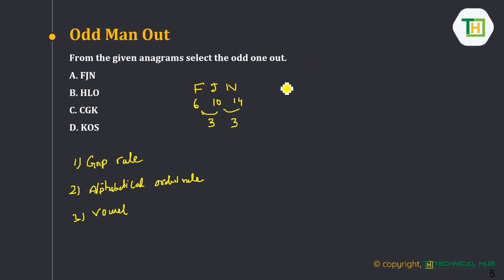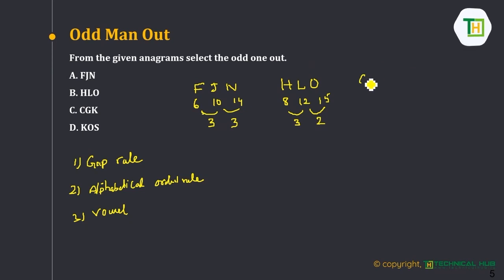Coming to the next option, HLO. With respect to numbers, H is 8, L is 12, O is 15. Between 8 and 12, the gap is 3. Difference is 4, gap is 3. Gap means between letters. Between H and L the letters are I, J, K. The difference is 4. Here also, what is the gap? 12 and 15, M, N. So the gap is 2.